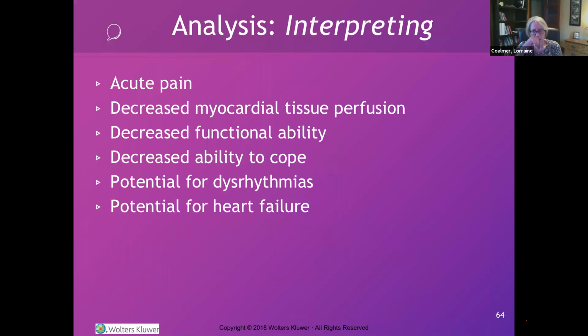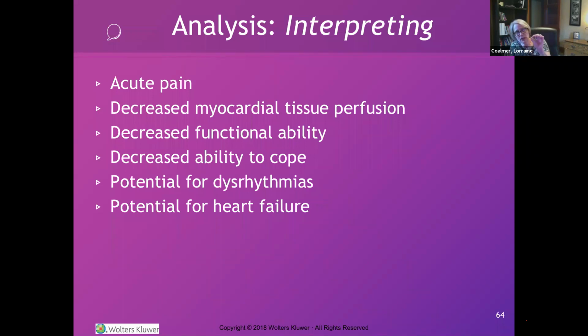All right. These are your collaborative patient problems. So what are we going to look for? We're going to look, of course, for acute pain. Decreased myocardial tissue perfusion, and that goes with Brianna's question. Is this ischemia or is this injury? Decreased functional ability. Can these patients get around, do anything? Are they limited in their ADLs? Decreased ability to cope. If you're realizing, oh, I've had this big MI and I'm not going to be able to work my 18-hour job driving truck, very stressful.